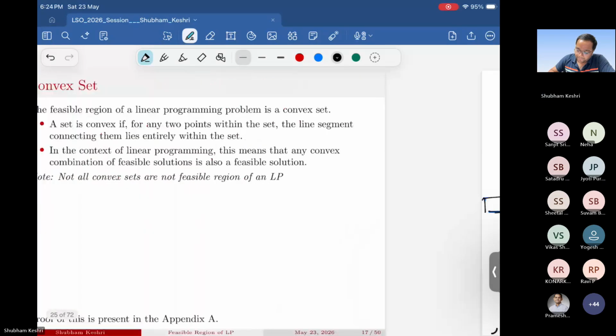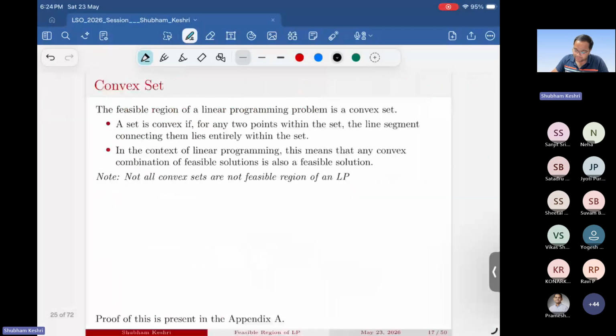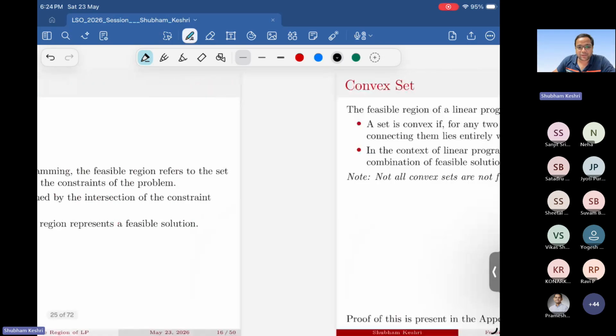Okay. Now we'll go to the second question. So what is the second question? The second question is, how are you sure that the corner point of a feasible region of an LP is optimal? There are other points, so any point inside the feasible region could be optimal. We are saying that the corner point is optimal. How are we sure? We'll see some theorems for this as well.